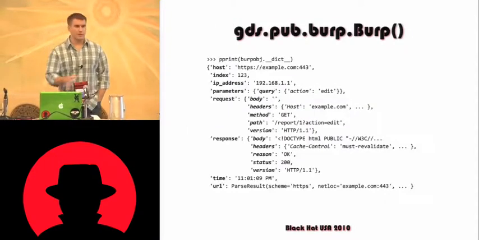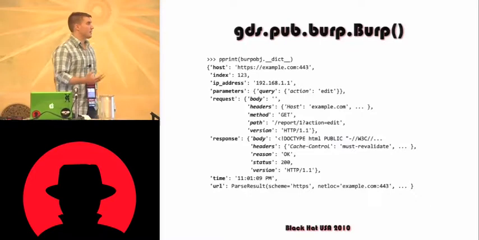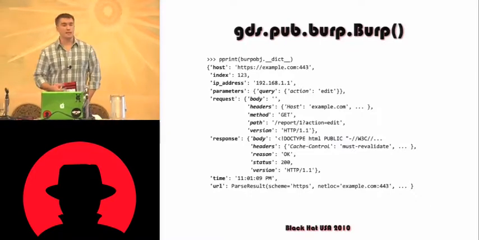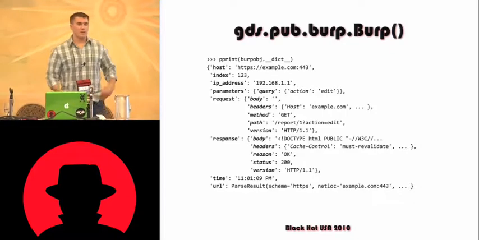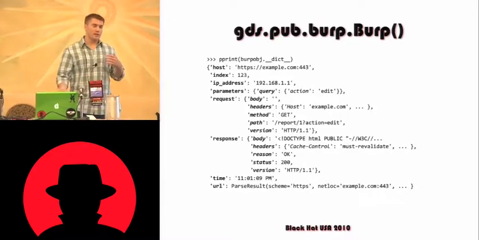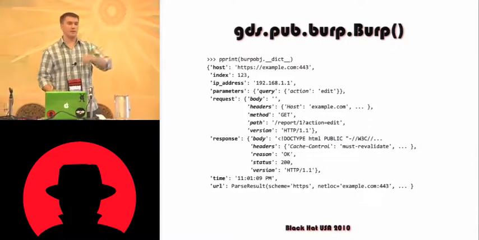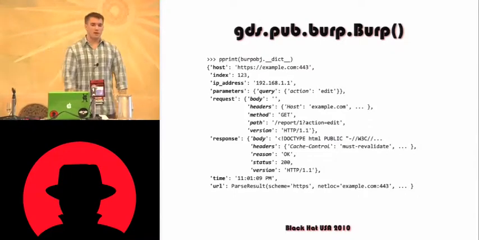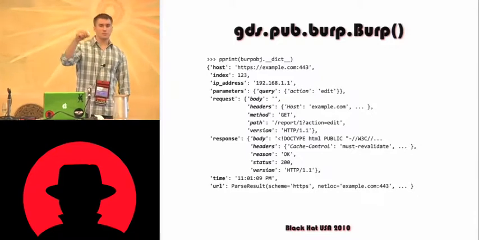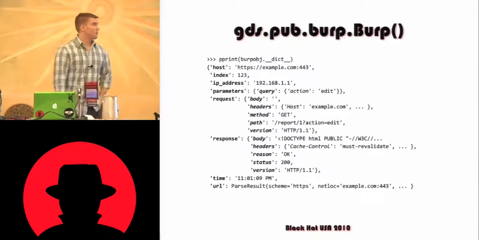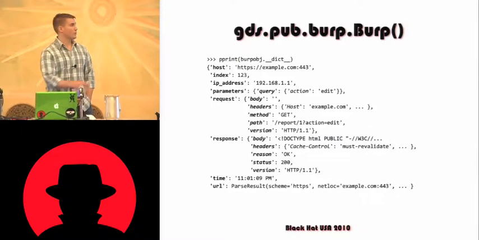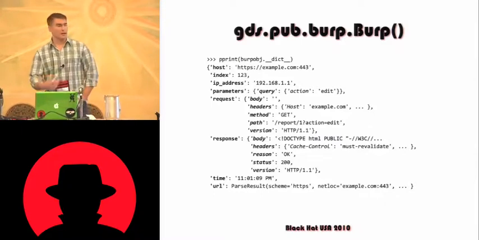This is just a printout of various values inside a Burp object. A couple things to note, there's an index property. If you have Burp open and look into the history, that index in the Burp object is going to match the index number in your Burp history session. You have full access to the request body, the request headers, request method, response body, and things like that.